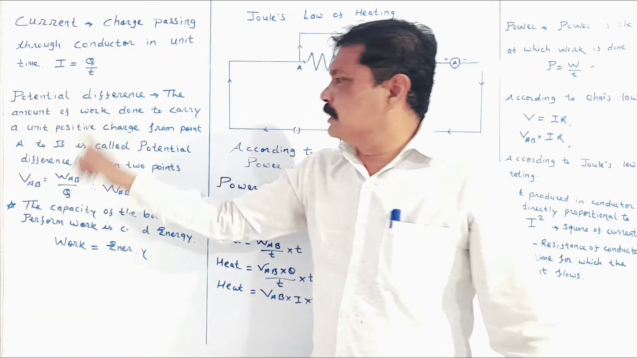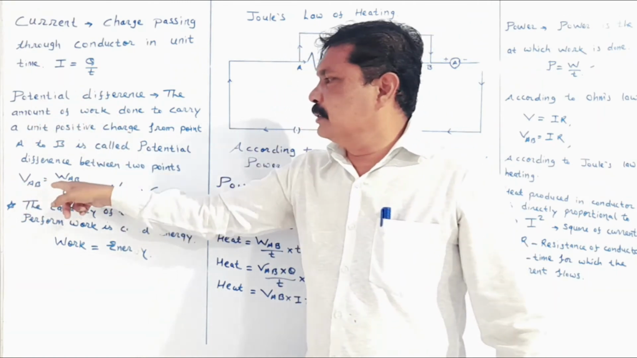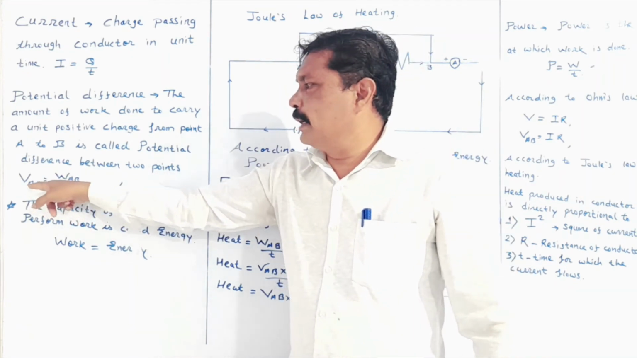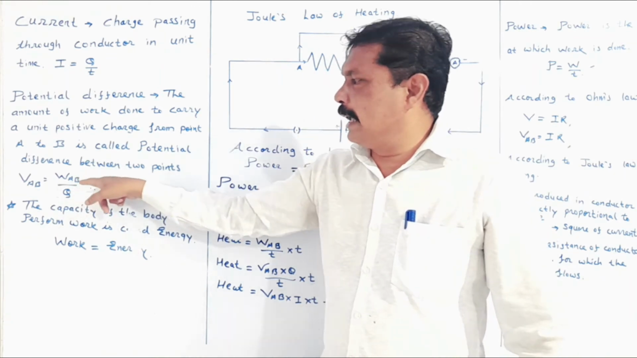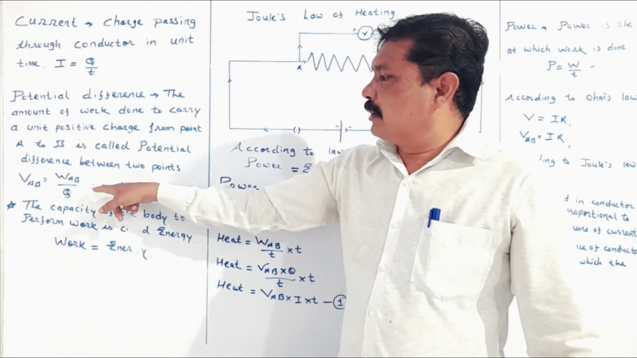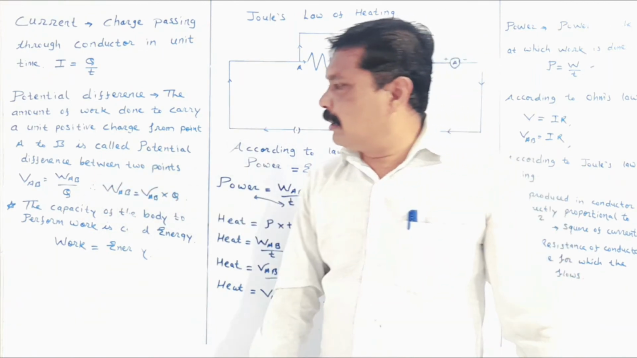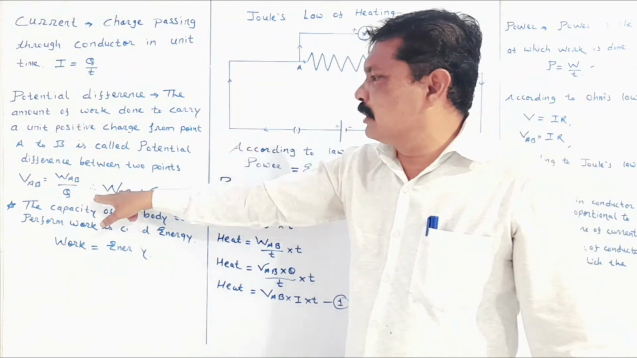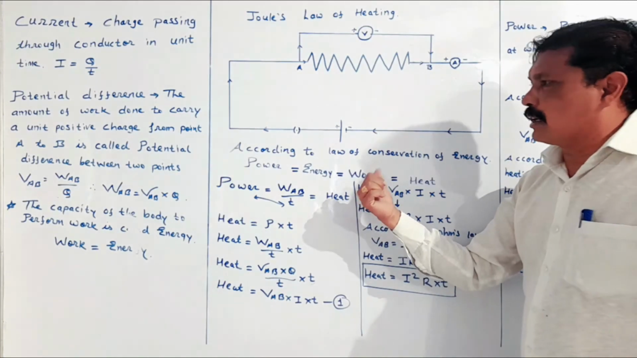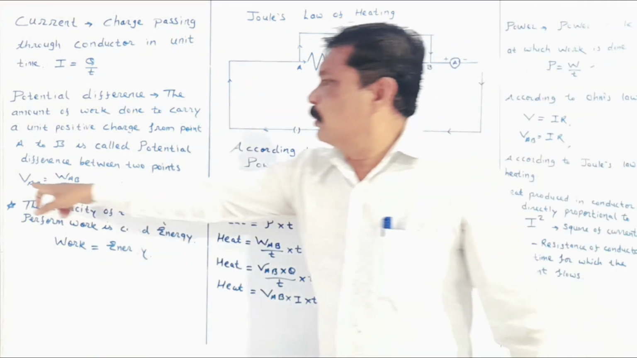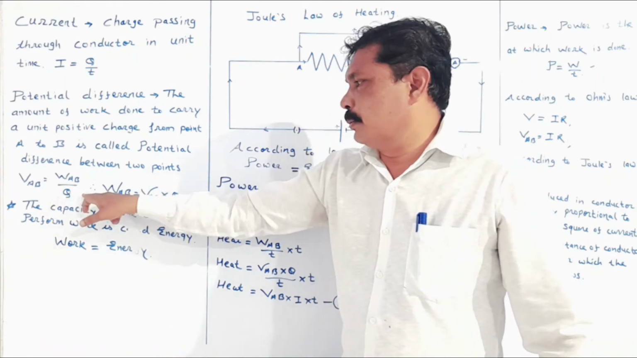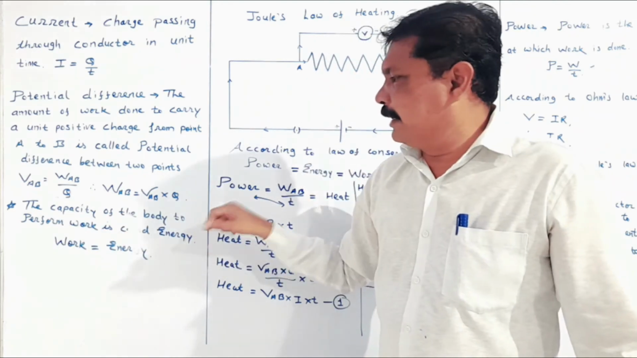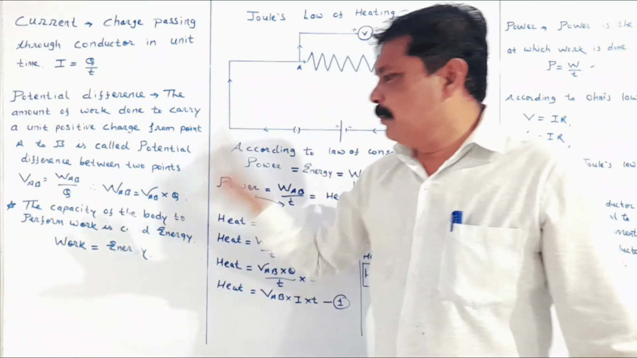Potential difference is denoted by V, so VAB is equal to work upon charge. Here we consider points A and B, as shown on the whiteboard. From the definition of potential difference, we can also derive the formula for work. So work is equal to V into Q. The capacity of a body to perform work is called energy, and work is equal to energy.